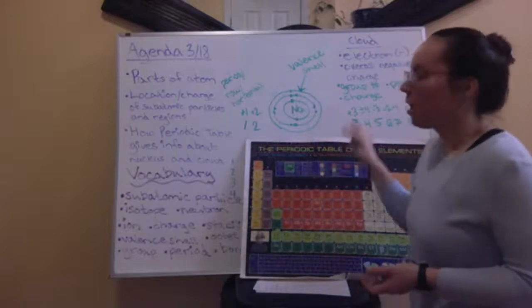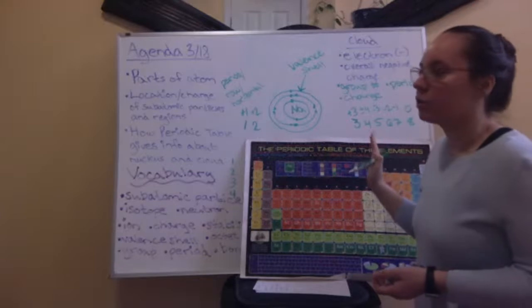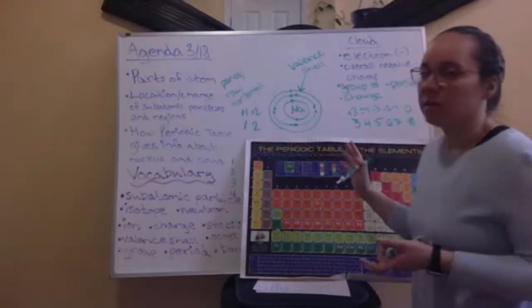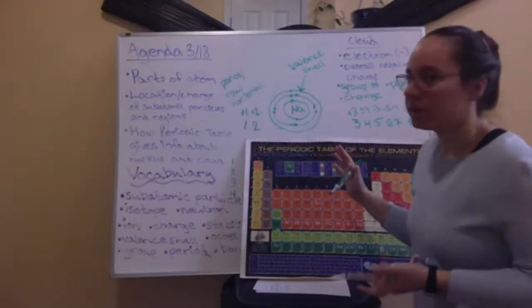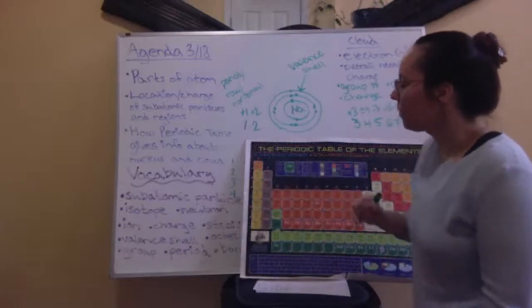Now, I did not talk anything about charge. I didn't say the word ion. I didn't say it was charged. So you can assume that it's not charged. Okay, so you can assume proton number equals electron number. So there's a total of 11.